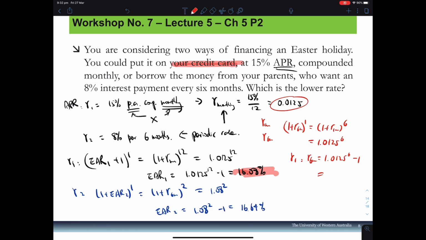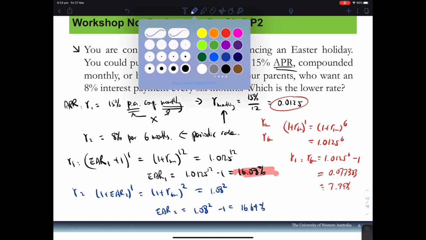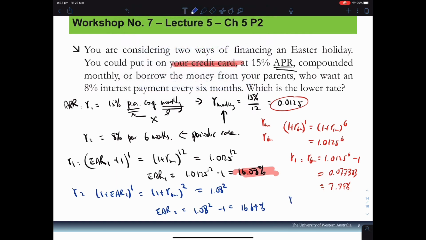Equals 1.0125 to the power of 6 minus 1. That gives you 0.07783, which is roughly 7.74%. And the conclusion should still hold, because 7.74% compares to the second interest rate, R for 6 months equals 8%.